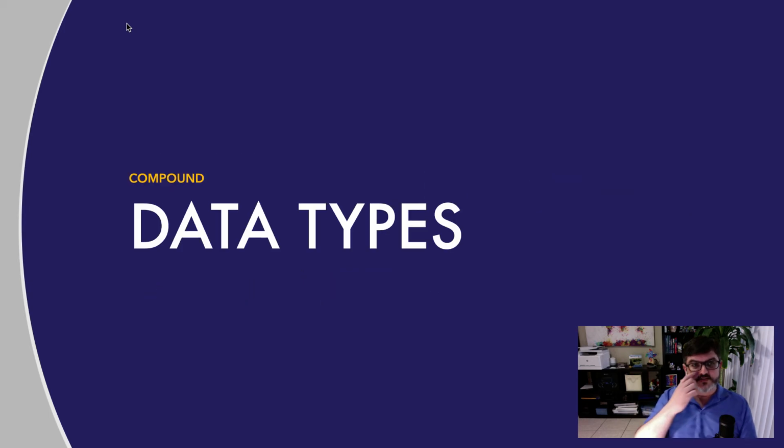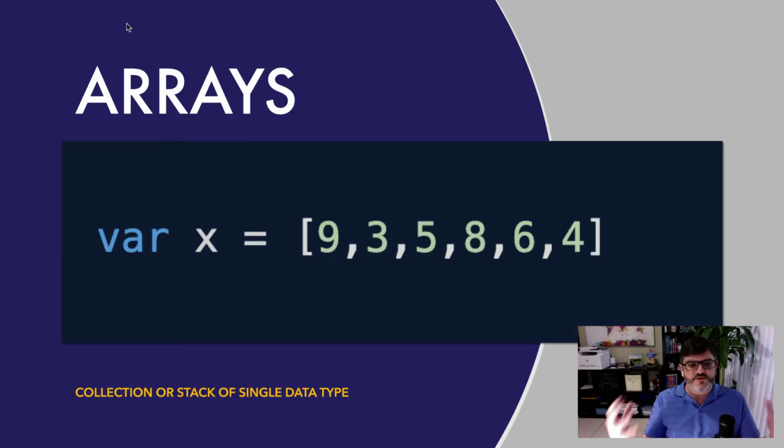Let's take a look at some other types of variables, and these are what we call compound data types. The first one is an array. And an array is basically just a collection or a list or a stack of a single type of variable.